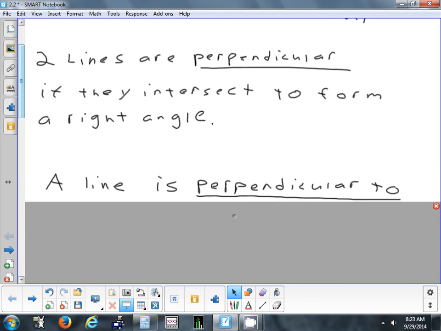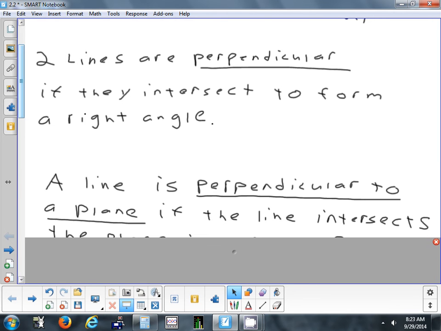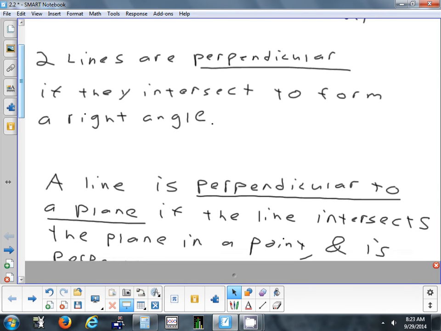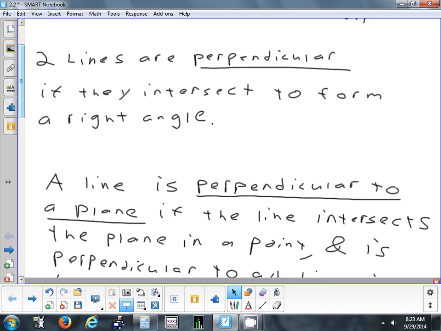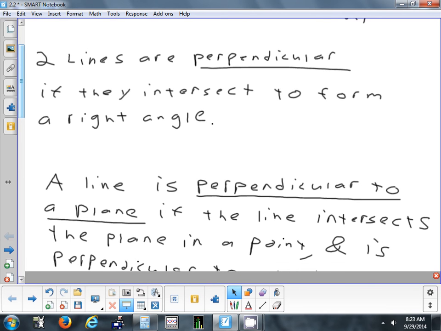Okay, and here's another one about perpendicular. This one has to do with what it means for a line to be perpendicular to a plane. A line is perpendicular to a plane if the line intersects the plane in a single point, because we might have a line and a plane that are parallel. They might never intersect, so that wouldn't apply here.